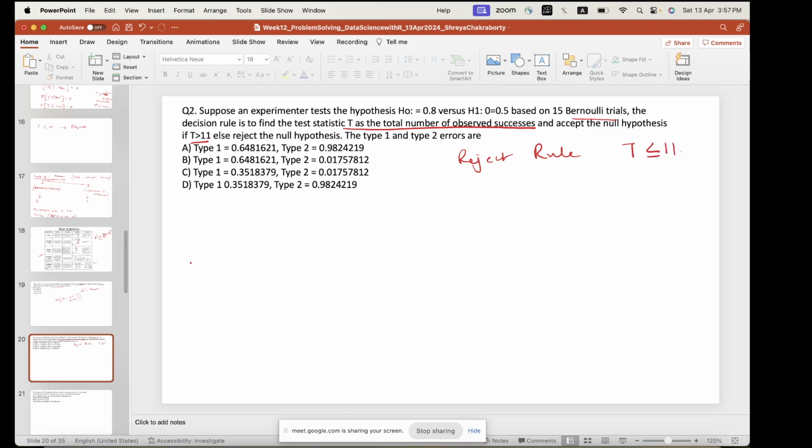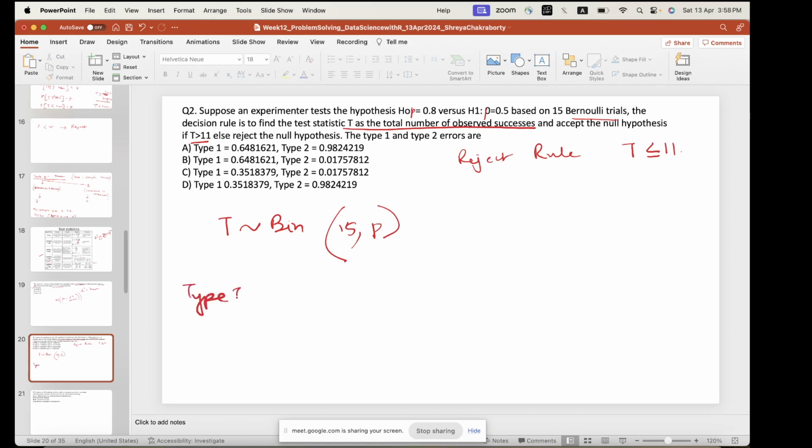Okay, now Bernoulli trials, total number of successes. So total number of successes in n Bernoulli trials, then T will follow a binomial distribution. How many trials? 15 trials, and the success probability is p. Alright. Now what is the type 1 and type 2 error?